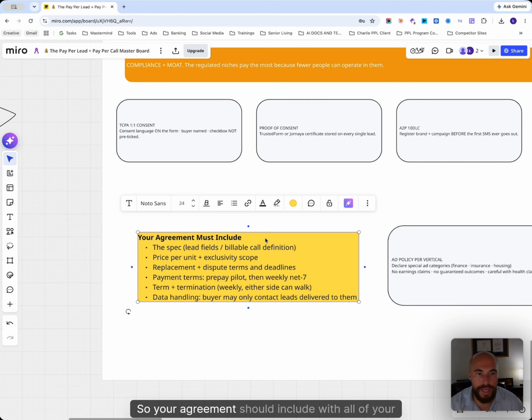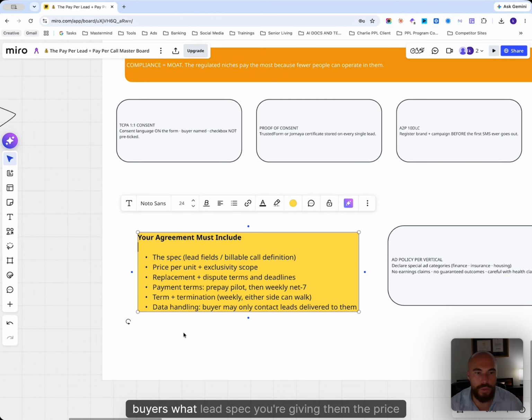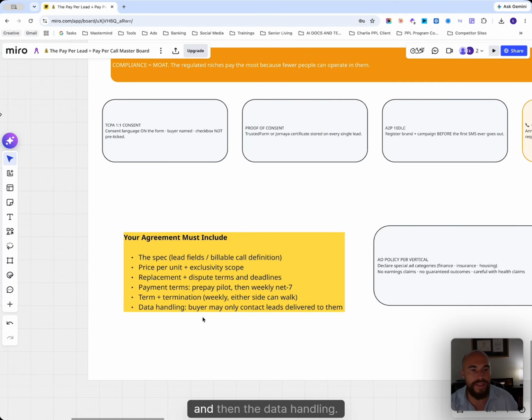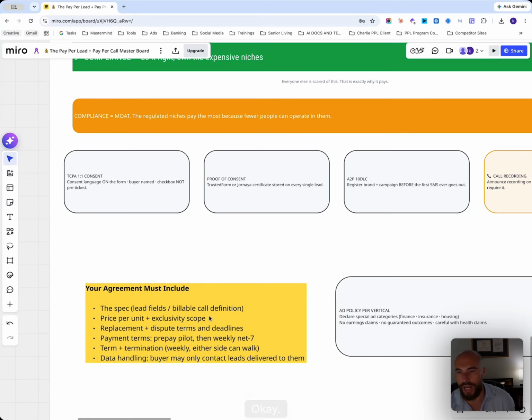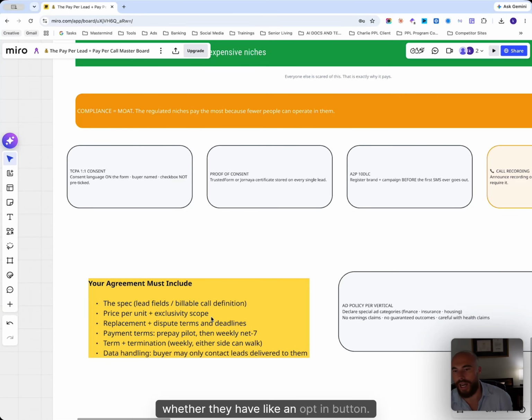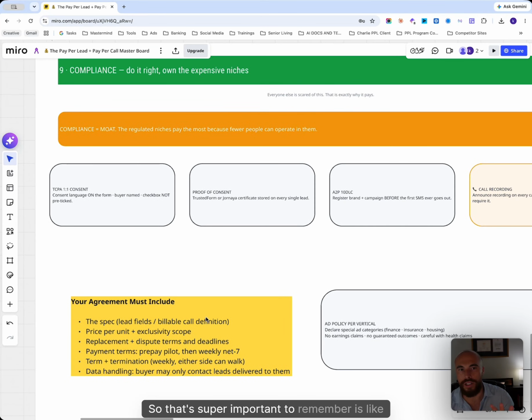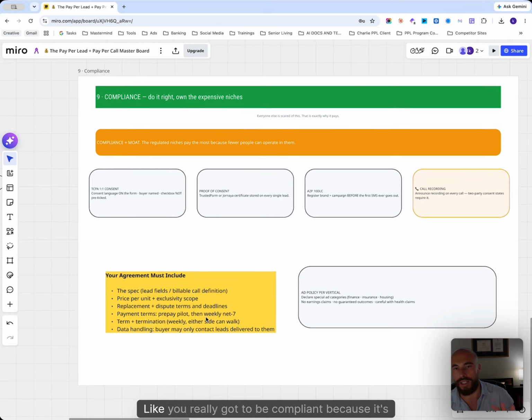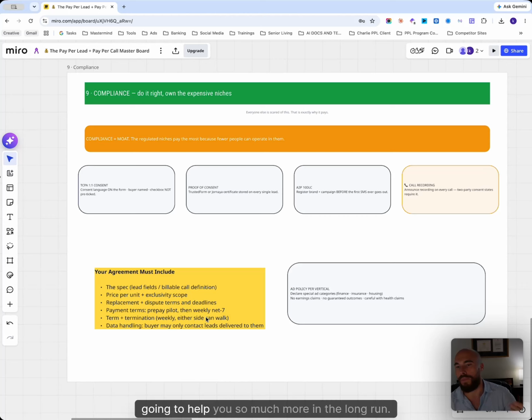So your agreement should include, with all of your buyers, what lead spec you're giving them, the price per unit, plus the scope of exclusivity, the replacement, the dispute terms, and the deadlines. It should also include the payment terms, the term and termination, whether it's weekly or when either side can walk from the agreement, and then the data handling. Compliance is really how your data is handled, what consent language you have on it, whether they have an opt-in button. So that's super important to remember, is people are scared of doing this. You gotta be compliant. I'm being honest, you really gotta be compliant, because it's gonna help you so much more in the long run.